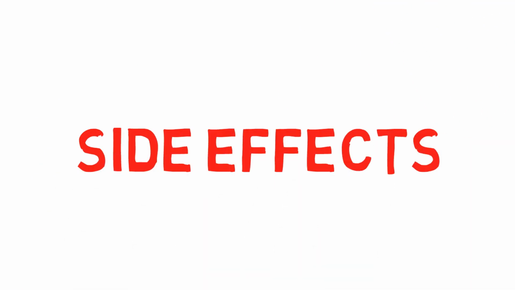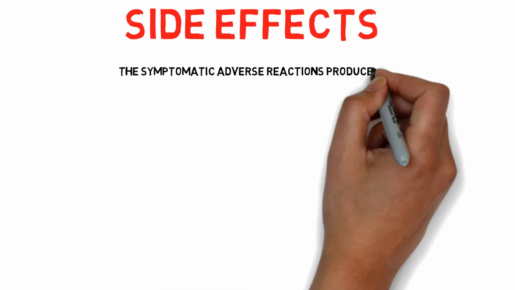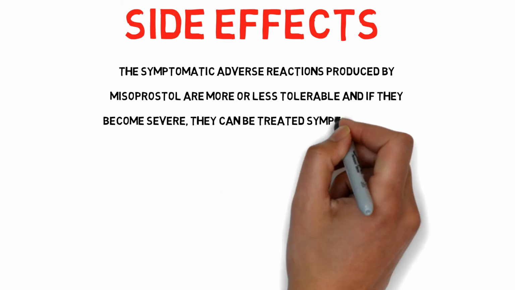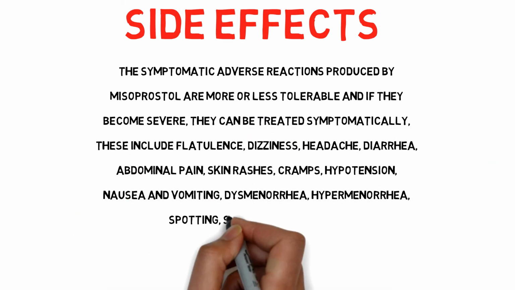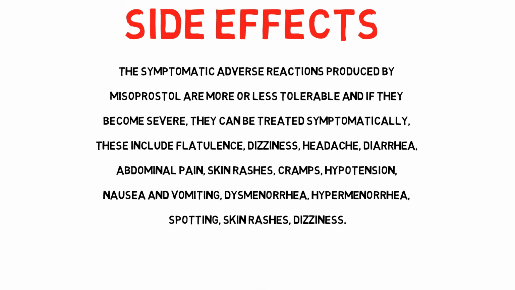Side effects of misoprostol. The symptomatic adverse reactions produced by misoprostol are more or less tolerable, and if they become severe, they can be treated symptomatically. These include flatulence, dizziness, headache, diarrhea, abdominal pain, skin rashes, cramps, hypotension, nausea and vomiting, dysmenorrhea, hypermenorrhea, and spotting.